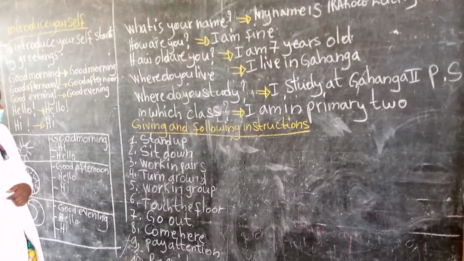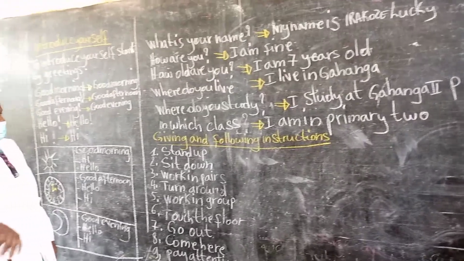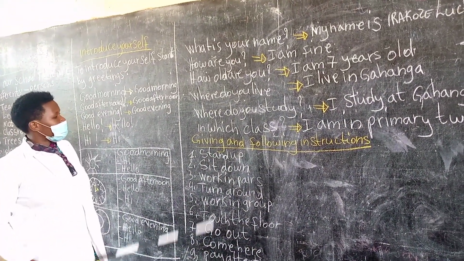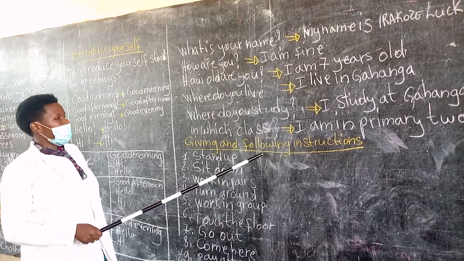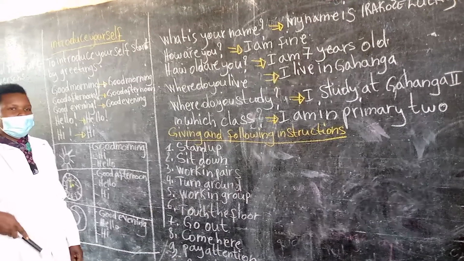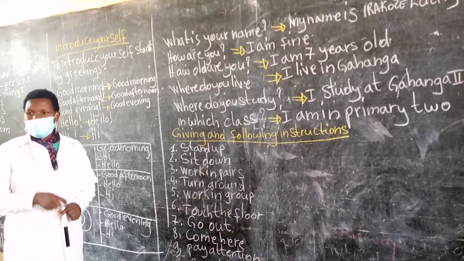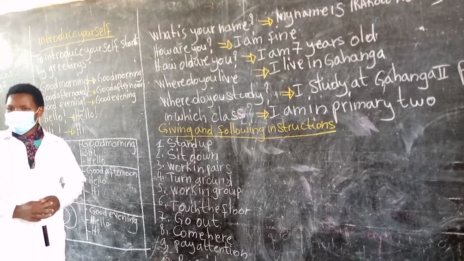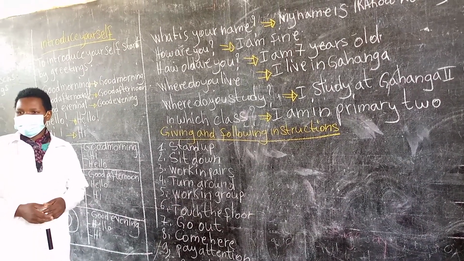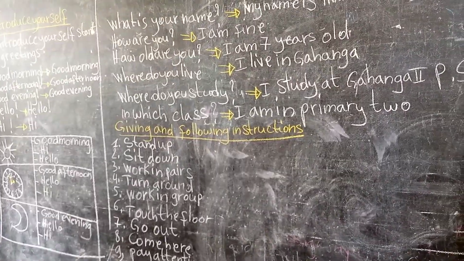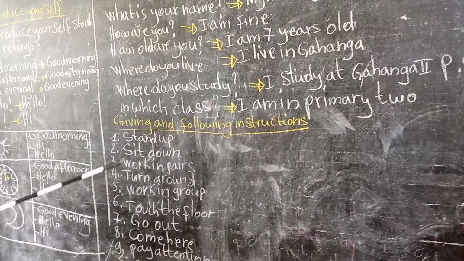Dear learners, let's go on to the other lesson. In the lesson of giving and following instructions, we have some examples of instructions that we may give our learners, that we may give our colleagues, and that we may give our neighbors.